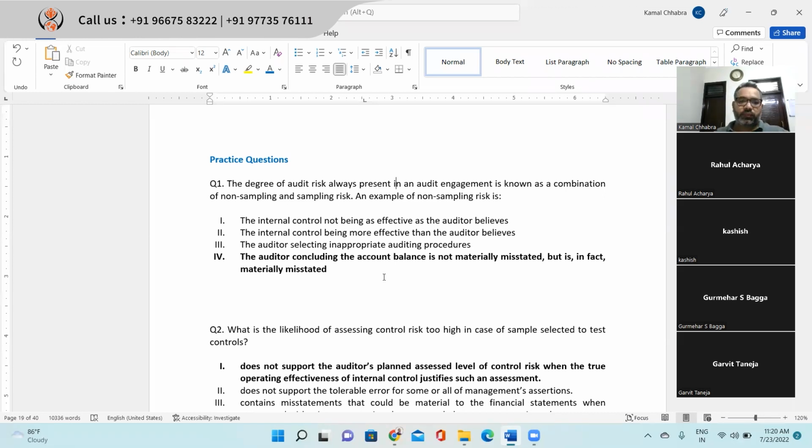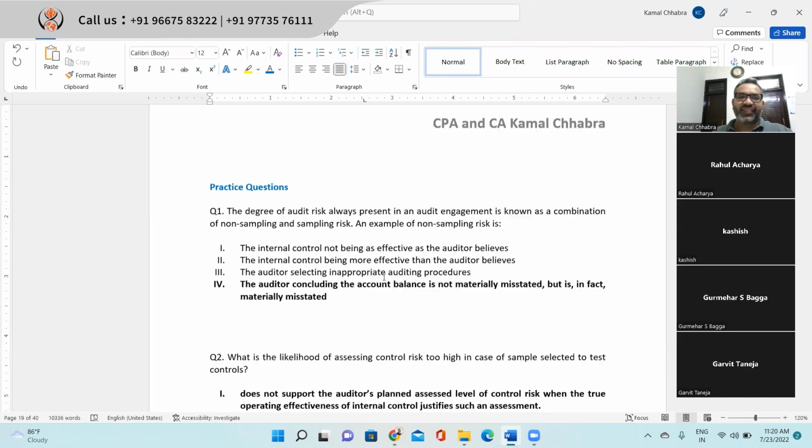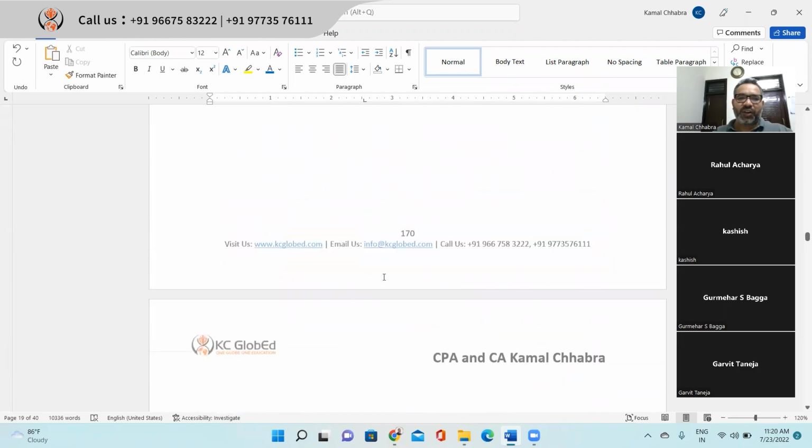Sir, unrecognized error. So this is the fourth point, which is correct because it's unrecognized error. The auditor concluding the account balance is not materially misstated, but it is in fact materially misstated. So is it a sampling error or non-sampling error? It's a non-sampling error. Are you sure? Yes, on the right side, it's unrecognized error. How about others?